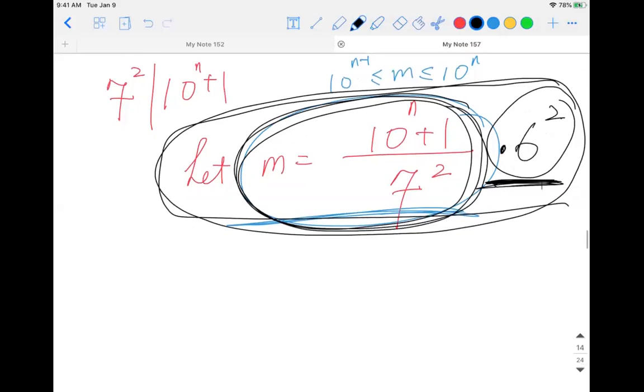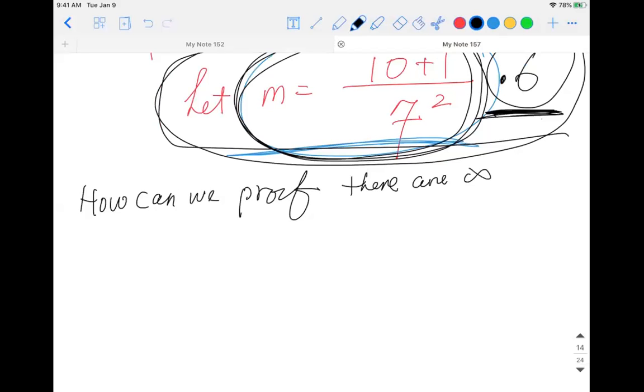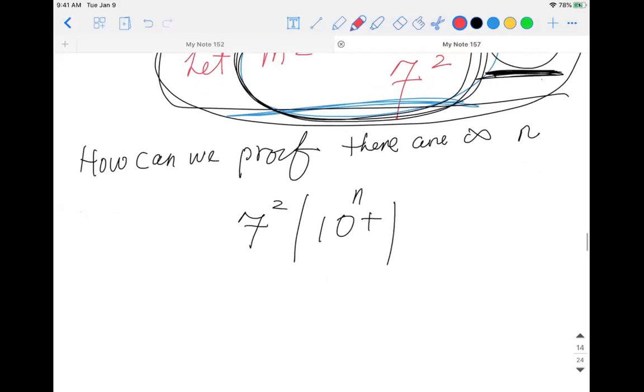Well, there's another thing we didn't figure out. How can we prove there are infinitely many n's such that 7 to the power of 2 is a factor of 10 to the power of n plus 1? This part I think is easy. At your level, you shouldn't have a big problem figuring it out. I'm just going to give you this right away.